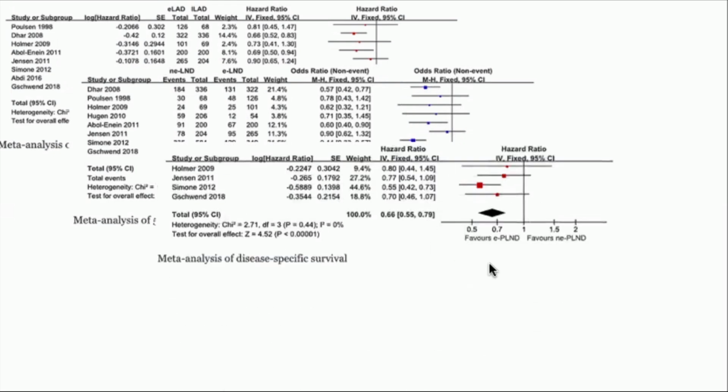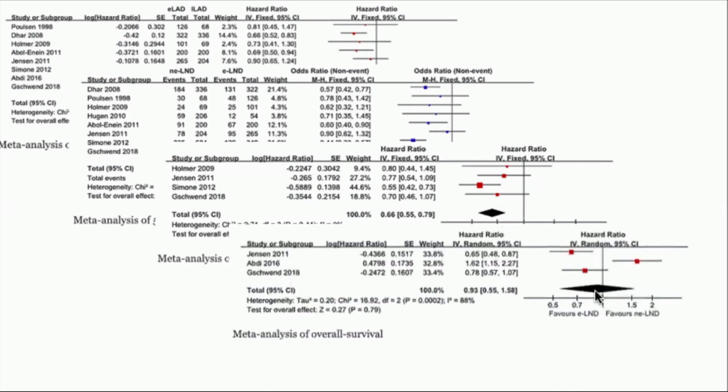Looking at disease-specific survival, they looked at 4 studies that involved close to 2,000 patients. After pooling the data, they did find a significant correlation between extended lymph node dissection and disease-specific survival, with a hazard ratio of 0.66. Looking at overall survival, however, they looked at 3 studies. There was great heterogeneity within the studies themselves, so there was no real correlation. So again, maybe potentially some benefit for disease-specific survival. And overall, when they looked at all of these studies, there were no differences in major complications in the short term, such as 30 and 90-day mortality as well.